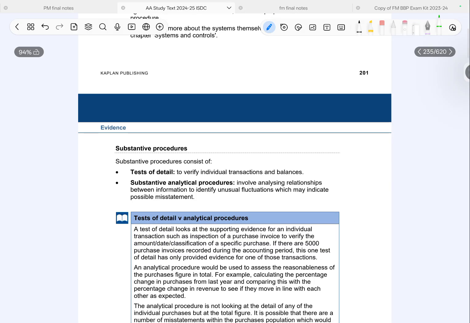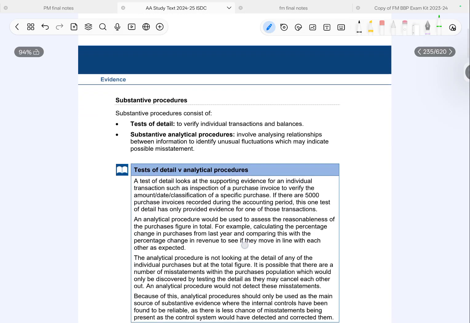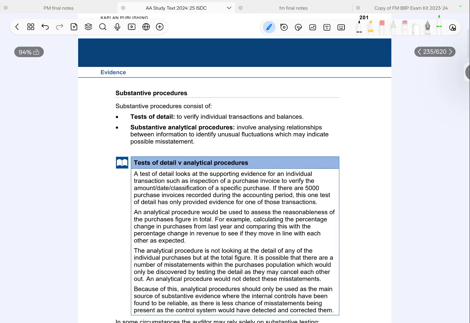Substantive procedures are basically used to detect misstatements directly in the numbers. There are two types of test: test of detail and substantive analytical procedures. Test of detail focus on individual transactions. For example, checking one purchase invoice to verify its amount, date, and classification. But here's the catch: if there are 5,000 invoices, checking only one gives evidence for that one transaction.